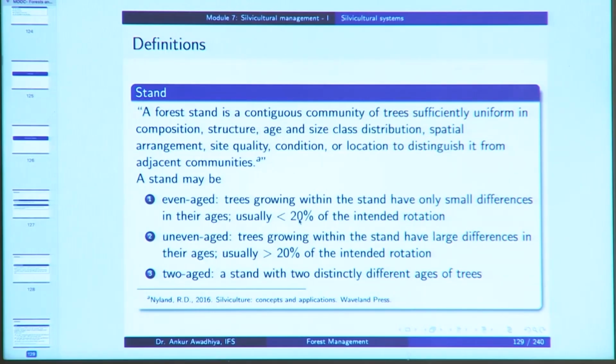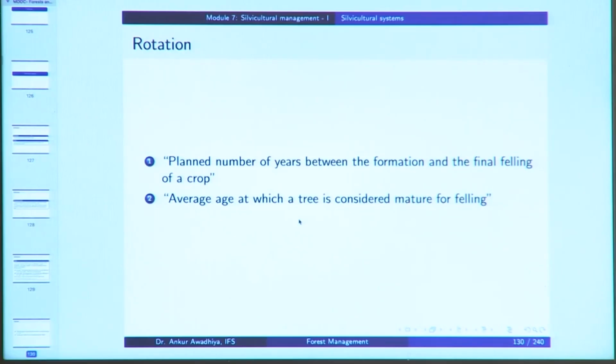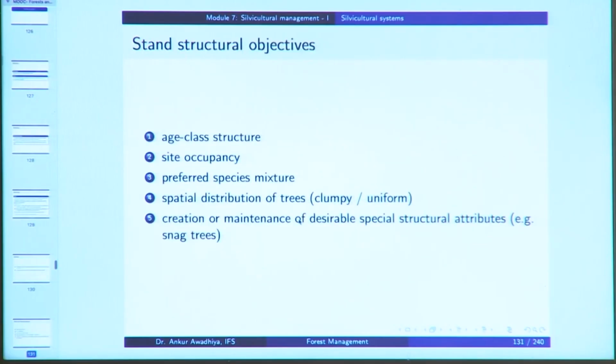It may be even aged, in which case the trees growing within the stand have only small differences in their ages, usually less than 20% of the intended rotation. Uneven aged, they have large differences, and two aged, in which case you have two distinctly different ages of the trees. Then we defined rotation as the planned number of years between the formation and the final felling of a crop, or the average age at which a tree is considered mature for felling.